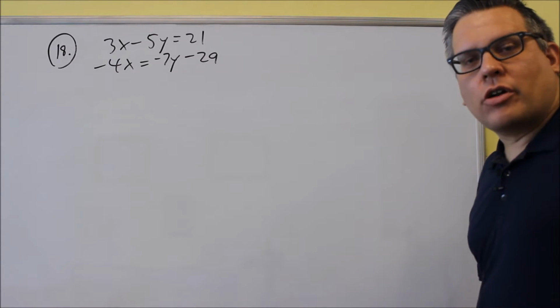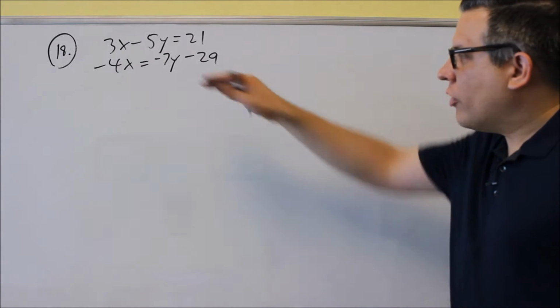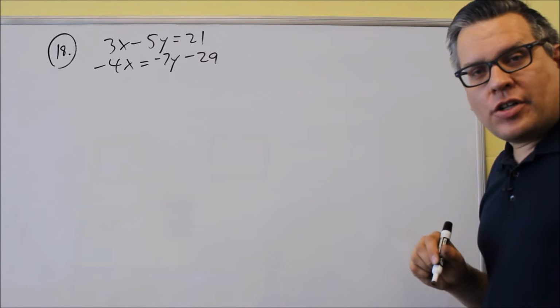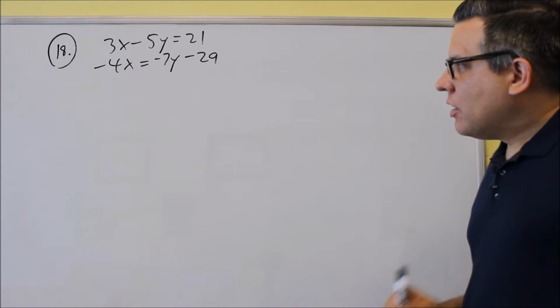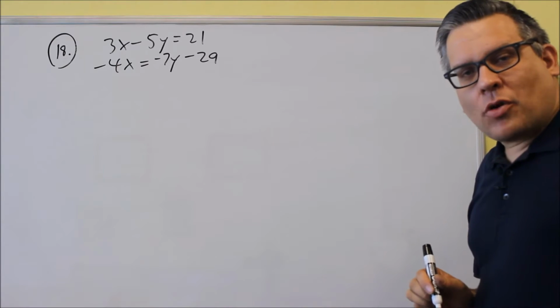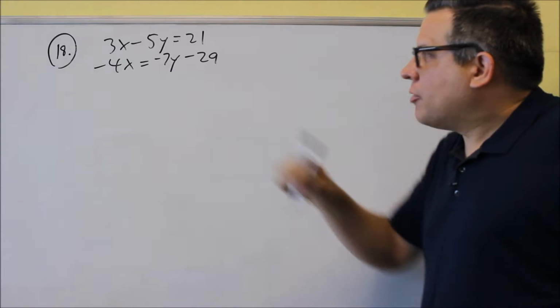Okay, number 18 is another one where we're solving a system of two equations. The last problem I did by the substitution method. Now we're going to do it by elimination. If you're going to do it by elimination, the most important thing is you have to make sure the variables line up with each other.